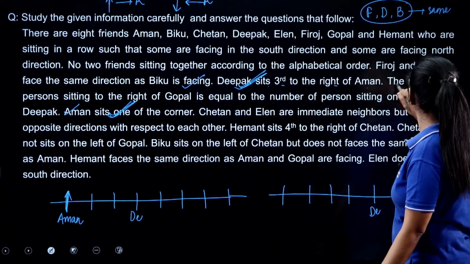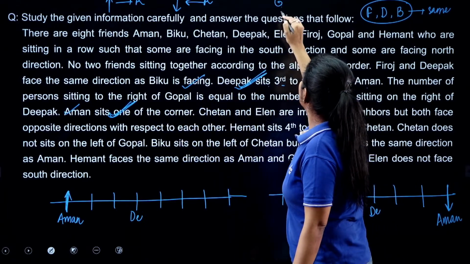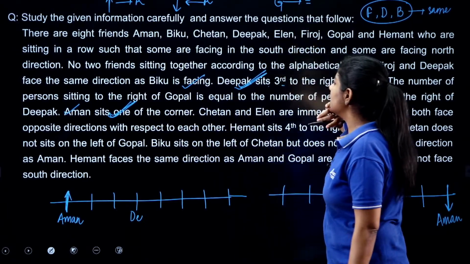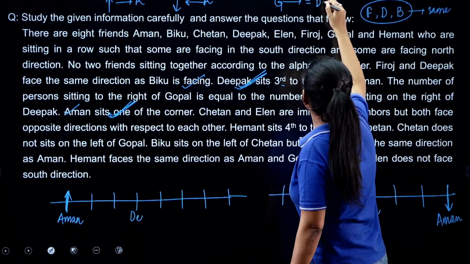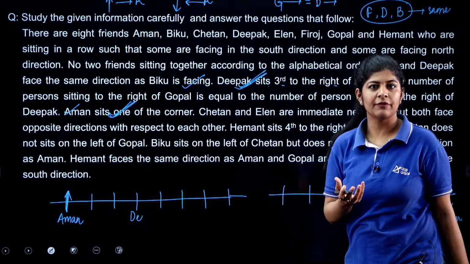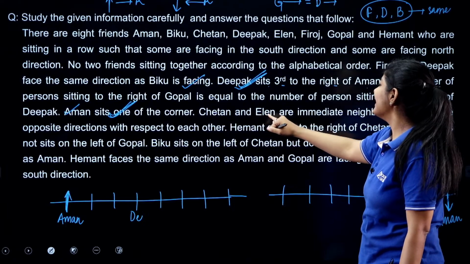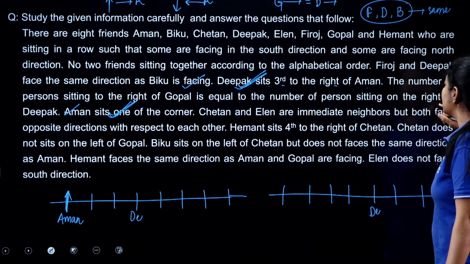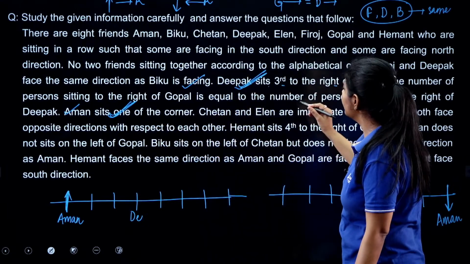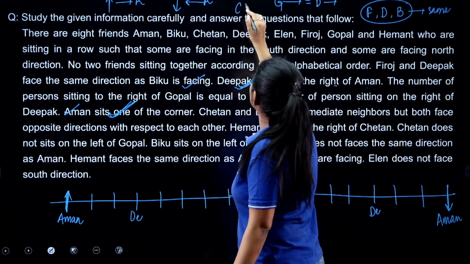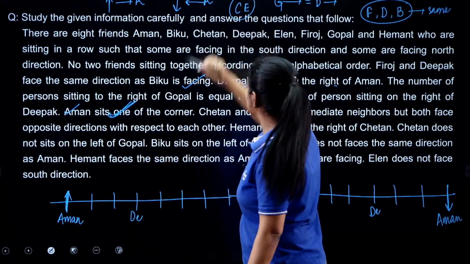Next, the number of persons sitting to the right of Gopal is equal to the number of persons sitting to the right of Deepak. But right now we are not aware of the face of Deepak, so we can leave it like this only. Next, Chetan and Ellen are immediate neighbors, but both face opposite directions with respect to each other. So we need to put Chetan and Ellen together, but facing in opposite directions.